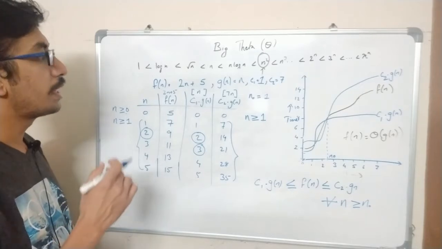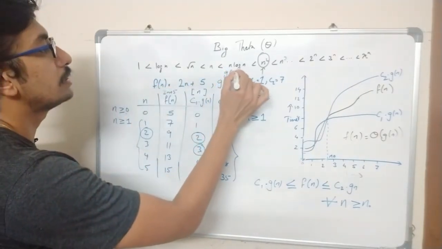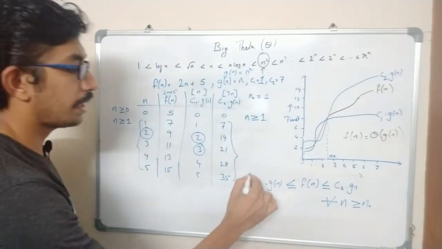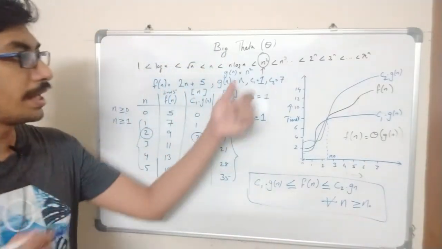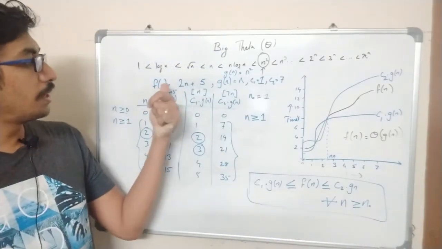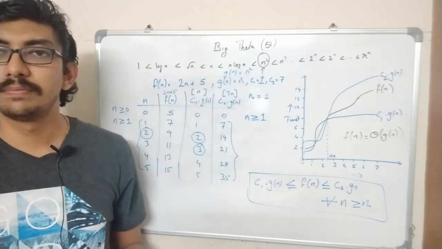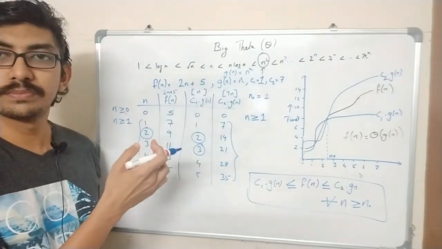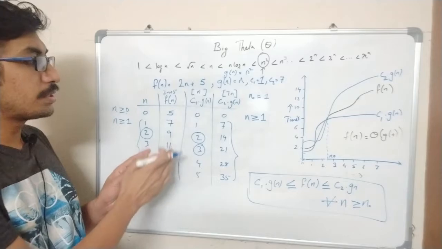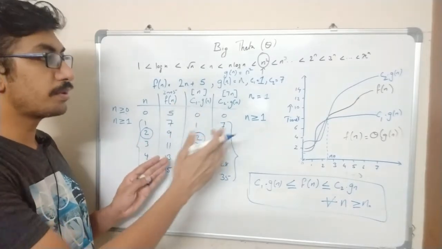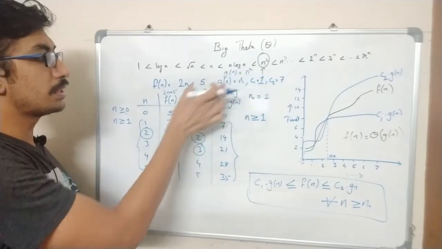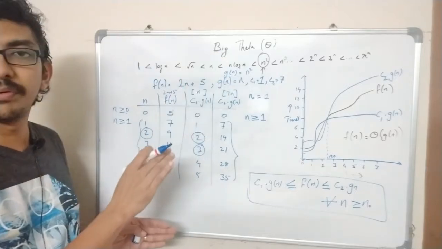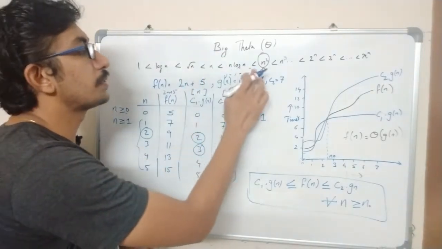Now another question is, can I take function g of n as, say, n square? If I can satisfy this condition with g of n as n square, then I can say this function f of n is big theta of n square. But if you try to prove it, you can see that it is not possible, because for any positive constant value c1, at some point c1 into g of n will become greater than f of n, which means it will become an upper bound. So this cannot be satisfied.